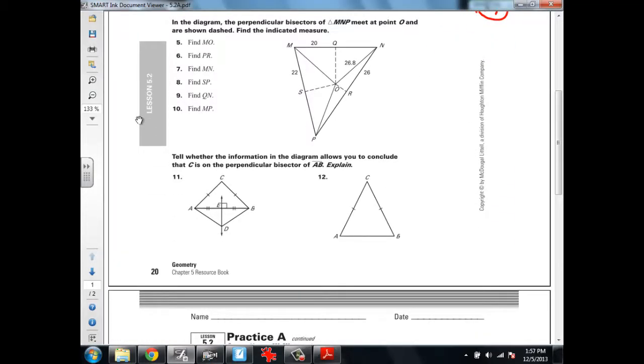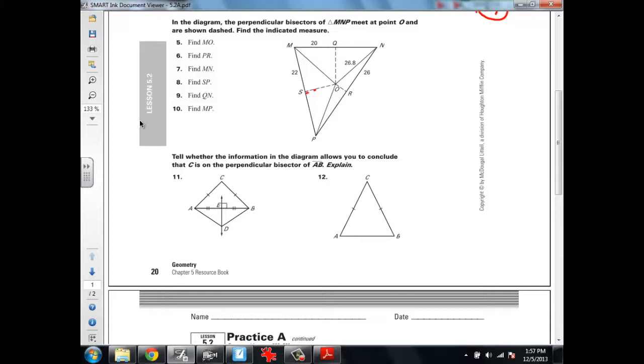5-2A. Number 5. In the diagram, perpendicular bisectors of M and P meet at point O and are shown dashed. I'm telling you the perpendicular bisectors are the dashed ones. Find the indicated measures. Here's what I'd suggest. If you go through, you're going to start and get on a roll, and you're going to be like, I know these parts and those parts. Label everything you know about the picture first and then go back and answer the questions.